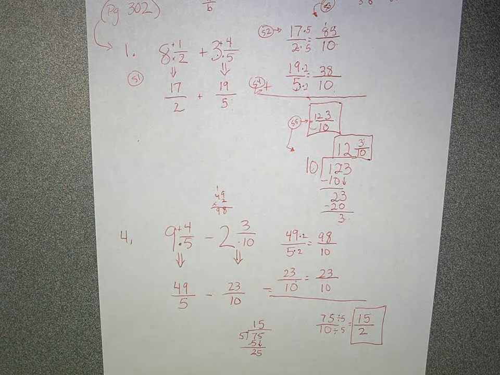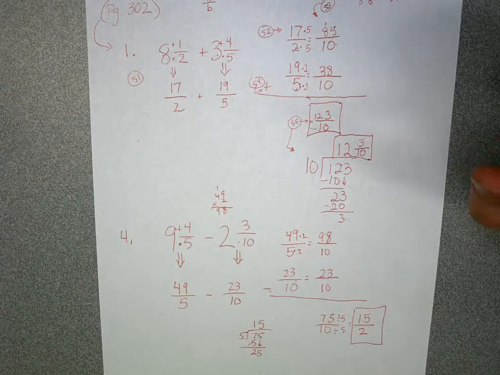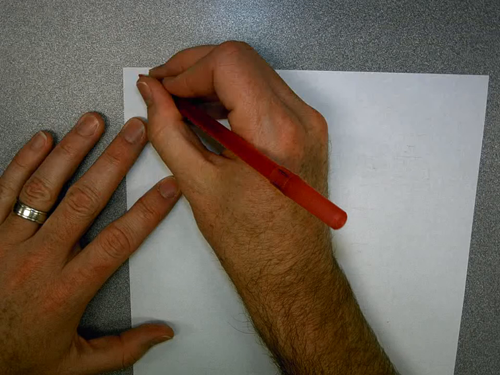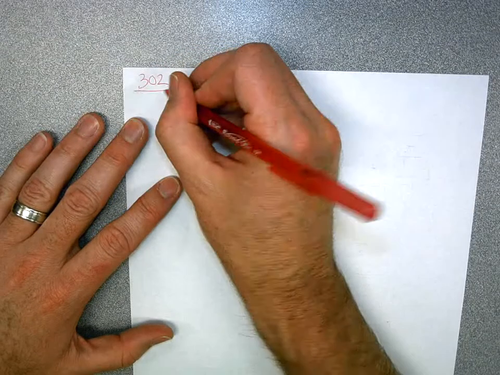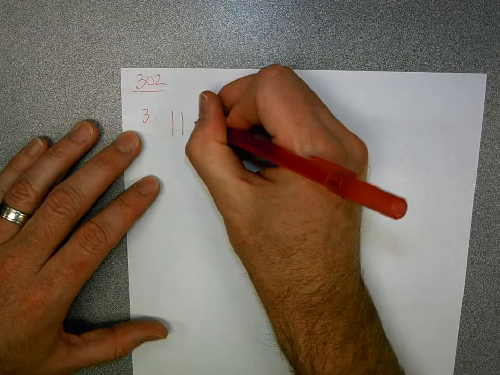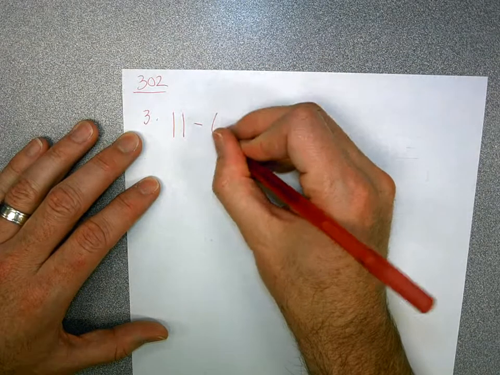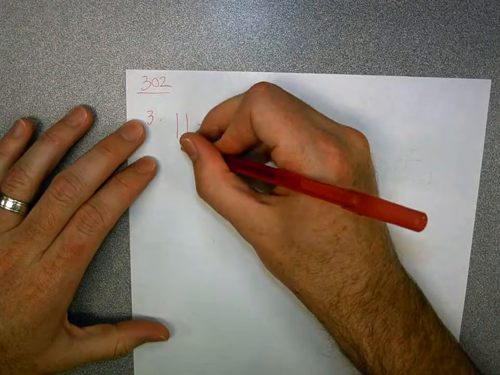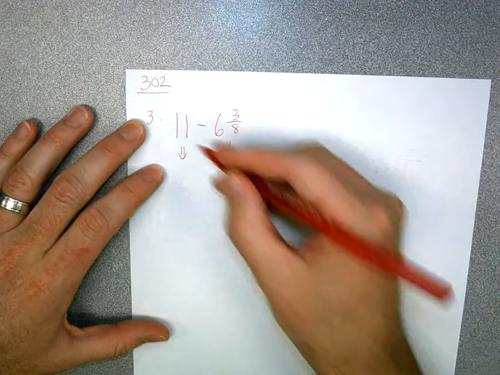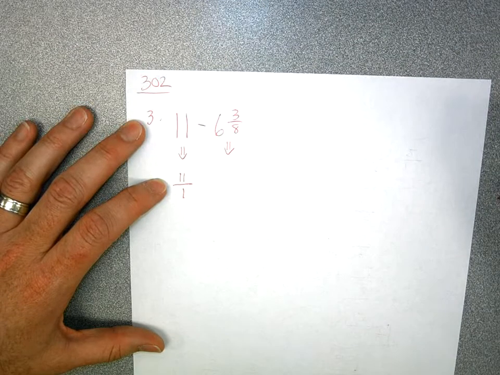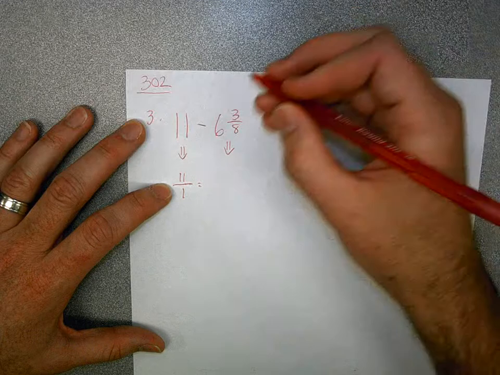Okay, so let's go ahead and look back to page 302, and let's look at problem number 3 on 302. So problem number 3 is 11 minus 6 3/8. Okay, so same exact steps. I just wanted to point this out to you guys, and that is the 11 becomes 11 over 1 when you change it to a mixed number, I'm sorry, an improper fraction. Okay, oops, that should be a minus sign.